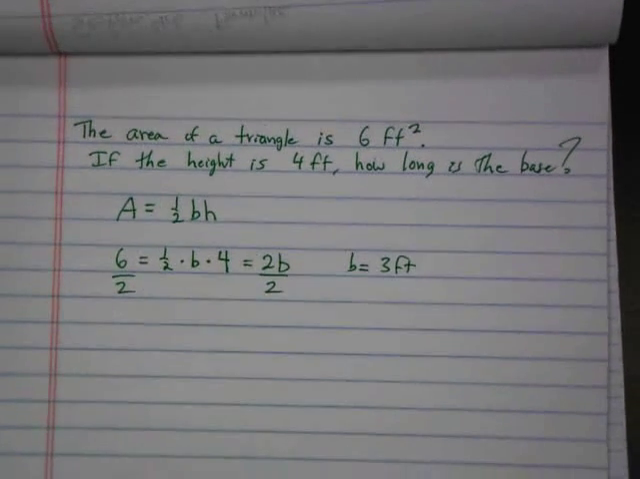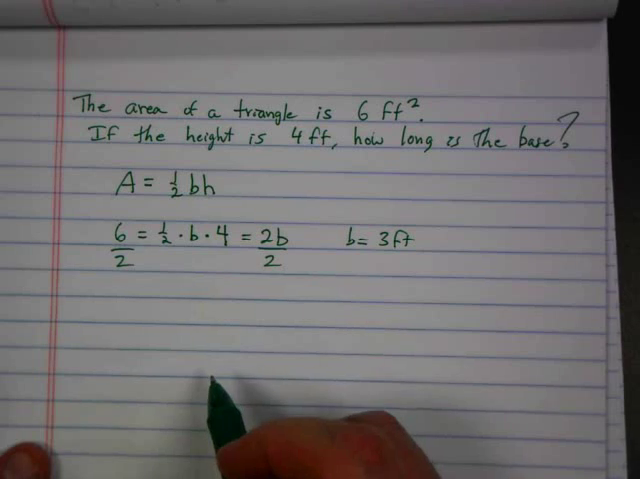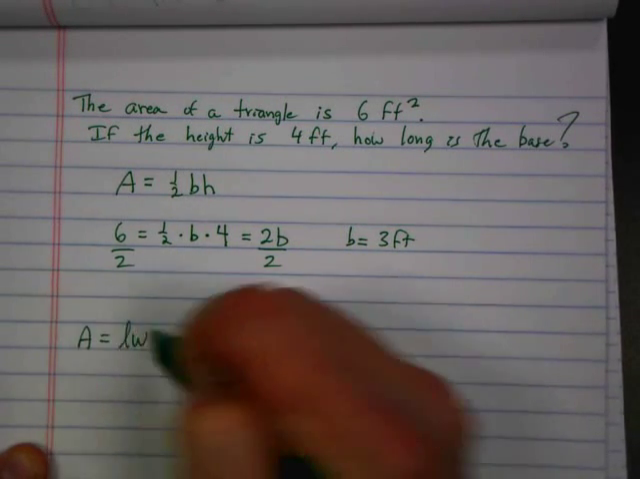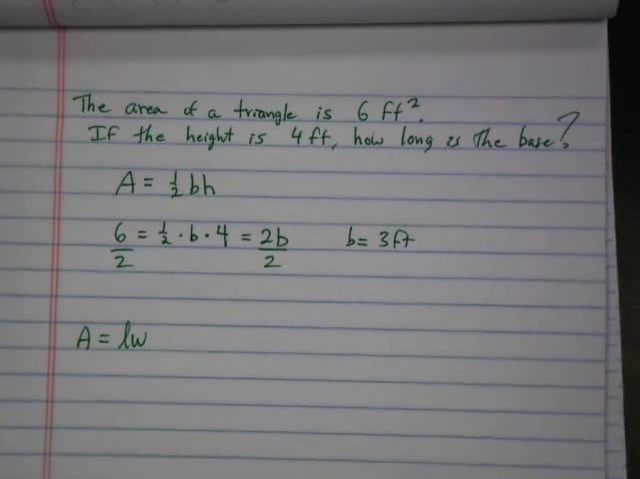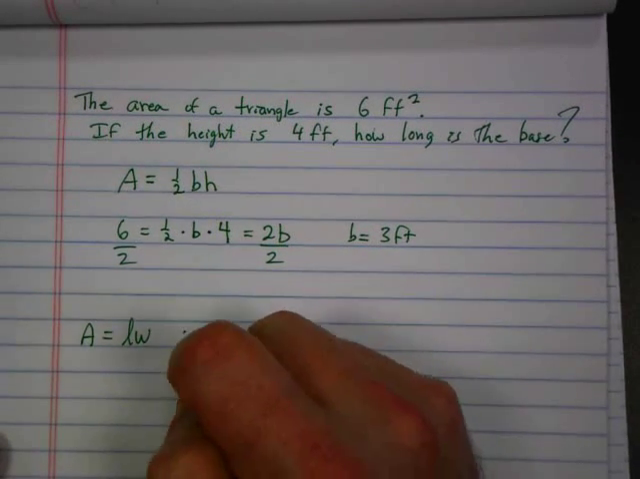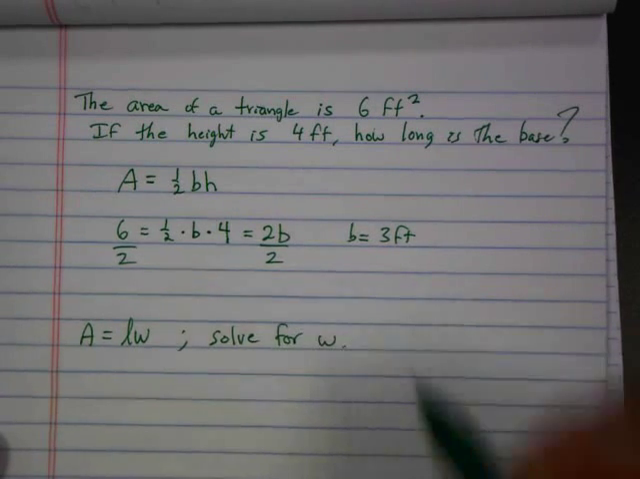Okay, the other thing you're going to be asked to do in this section is rearrange formulas. What I mean by that is I might give you A equals length times width. What's that the formula for? Area of a rectangle. Area of a rectangle is length times width. And I might say solve for W.